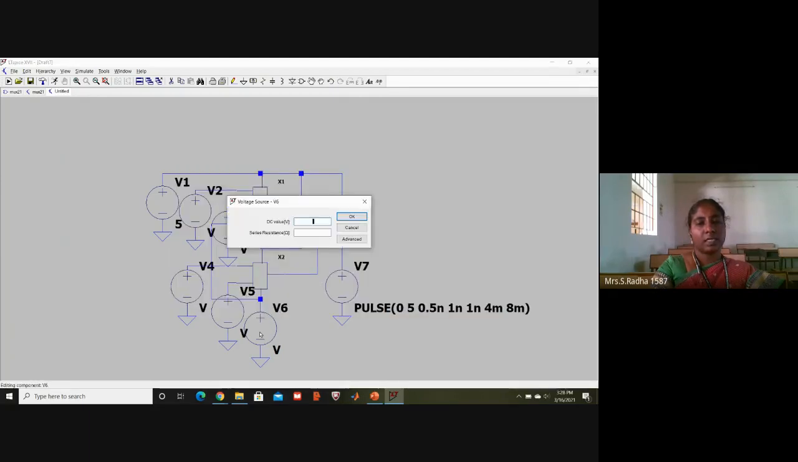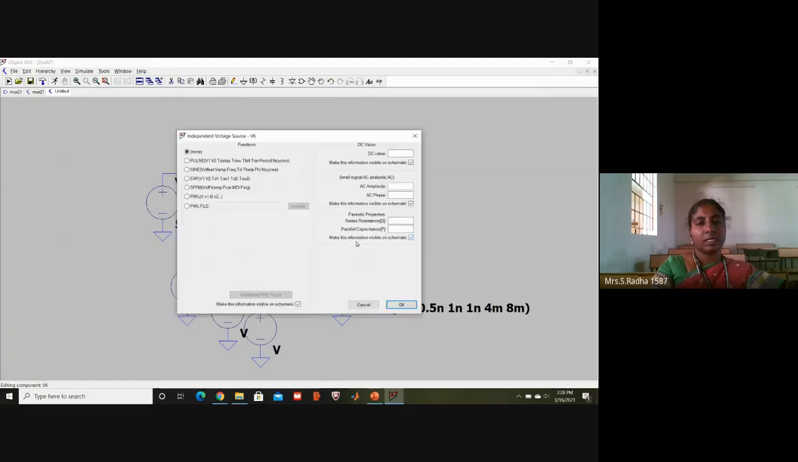This is the S1 selection line. Pulse 0 followed by 5, and then delay is 0.5 nano. Rise time 1 nano, fall time 1 nano. On time 8 milli, time period is 16 milli.